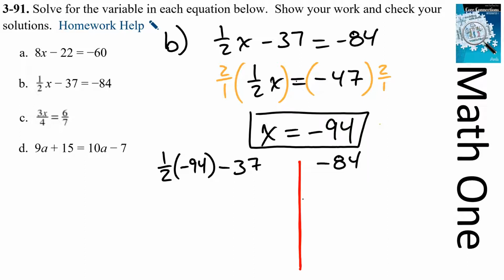And then when I take 1/2 of negative 94, I get exactly the number negative 47. And from negative 47, if I subtract another 37, I get the number negative 84. So because the number negative 94 makes both the left-hand side and the right-hand side equal to negative 84, it's indeed a solution. So my checked solution is x equals negative 94.